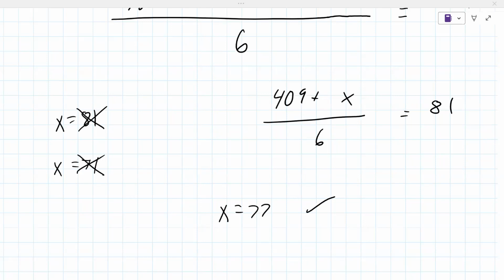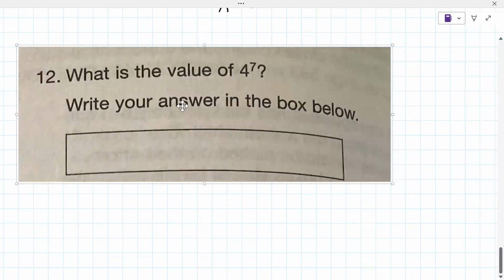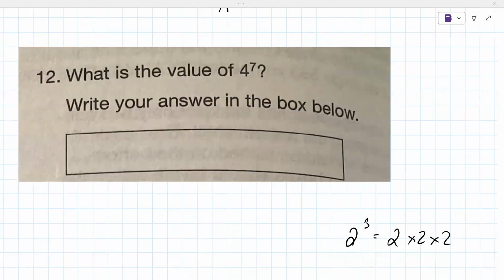So 12 was actually kind of something we were talking about earlier. It's very easy to write the wrong number or to write out the wrong expression. I'll just give you an example here. So 2 to the power 3 is 2 times 2 times 2. I guess you can use your calculator on these. So what is the value of 4 to the 7th?